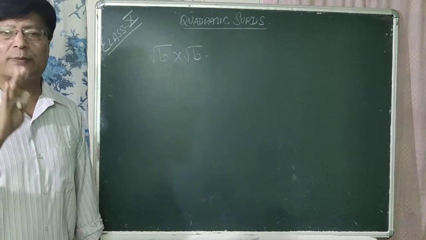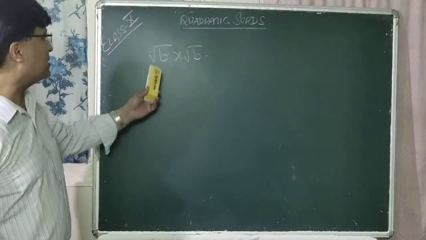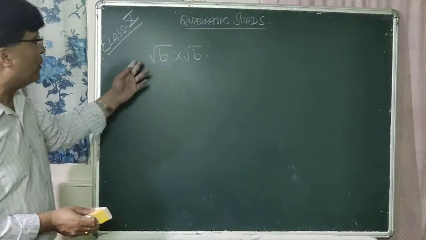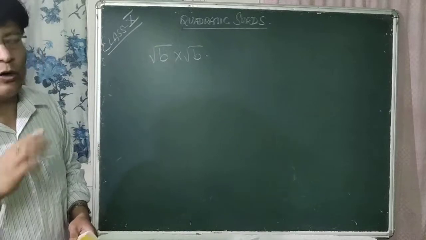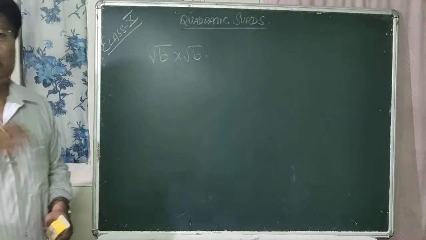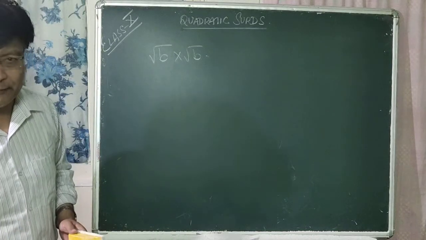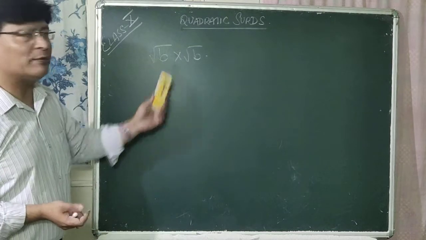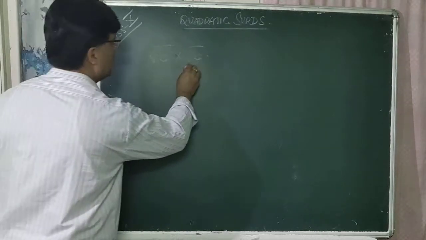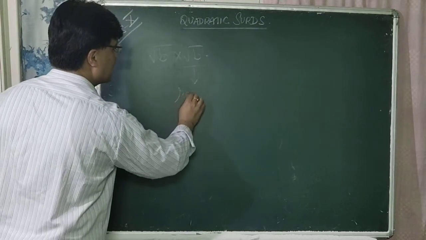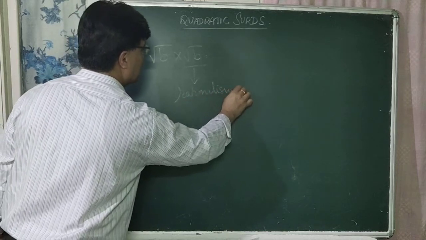Rational number भनेको जसमा स्क्वायर रुट हुँदैन त्यसलाई हामी rational number भनेर भन्छौं. Rationalizing this root over b means, by which number will you multiply root over b to eliminate the root? So root over b बाट हामीले root over हटाउनु हो भने केले मल्टिप्लाई गर्नुपर्छ? Root over b. यो root over b लाई हामी के भन्छौं? Rationalizing factor भनेर भन्छौं.